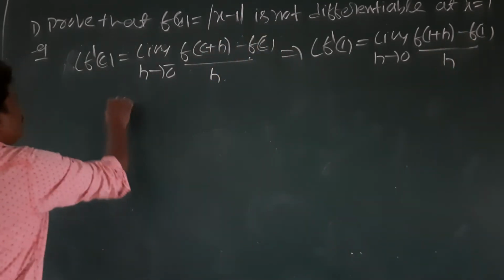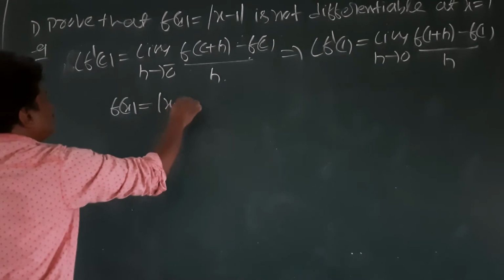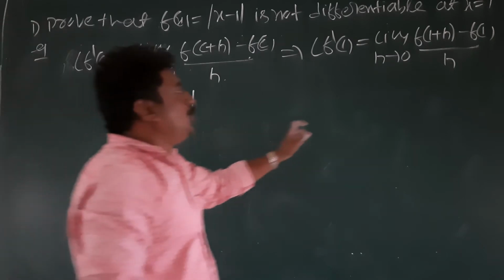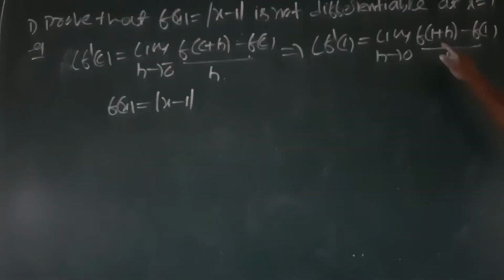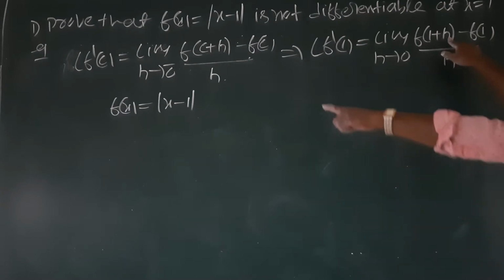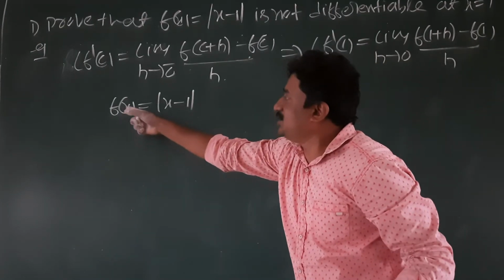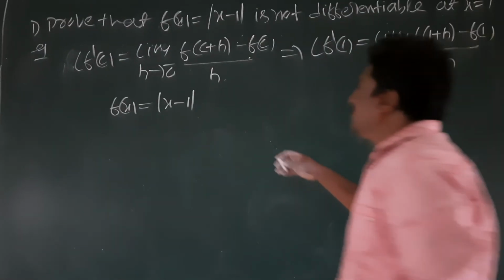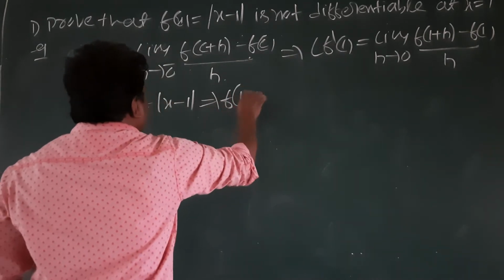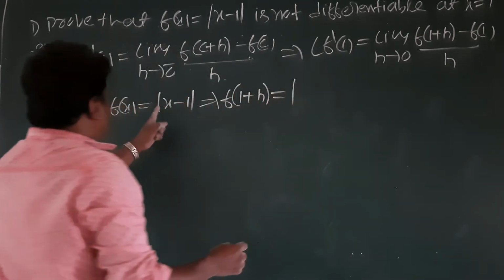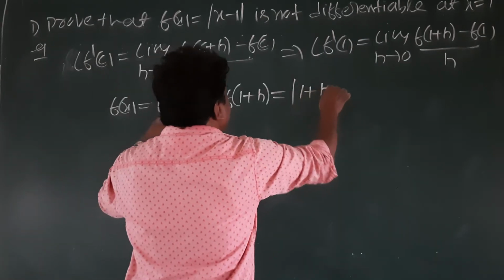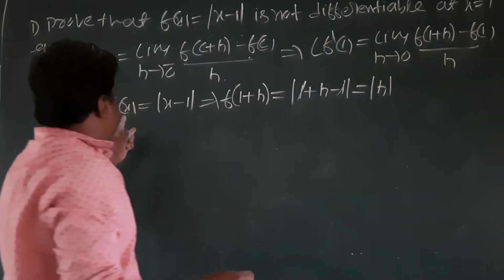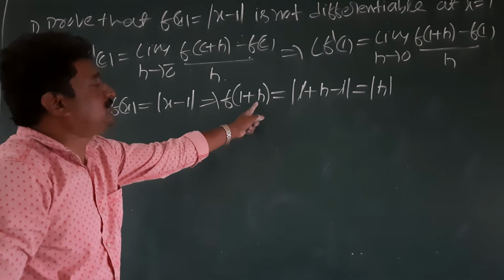We have f(x) is equal to mod x minus 1. How do you get f of 1 plus h, students? In this put x is equal to 1 plus h. So write f of 1 plus h is equal to mod, what is x? 1 plus h minus 1. 1 gets cancelled. It is mod h. So we found f of 1 plus h value.